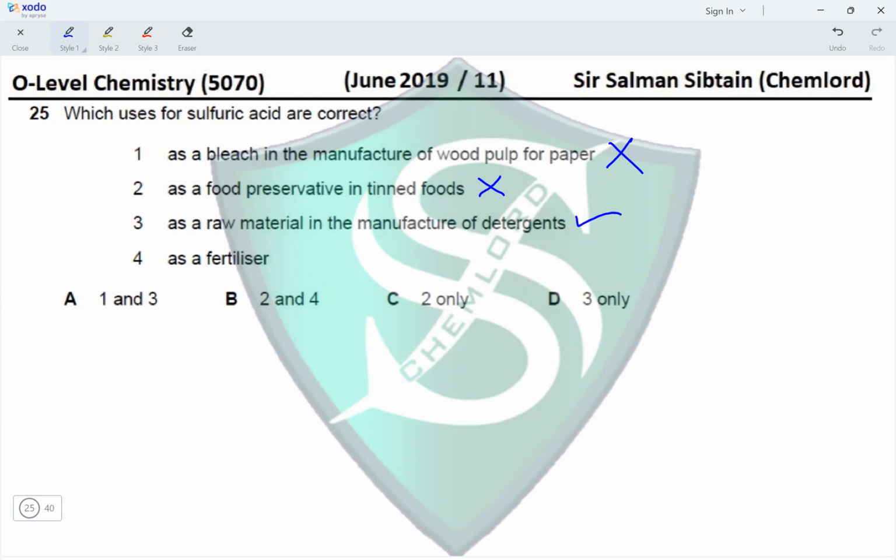As a fertilizer, fertilizers are ammonium salts. Sulfuric acid is involved in the formation of ammonium sulfate, and ammonium sulfate will be used as a fertilizer, not sulfuric acid directly. So, since statement 3 is the only correct statement here, this makes option D the correct option for this question.